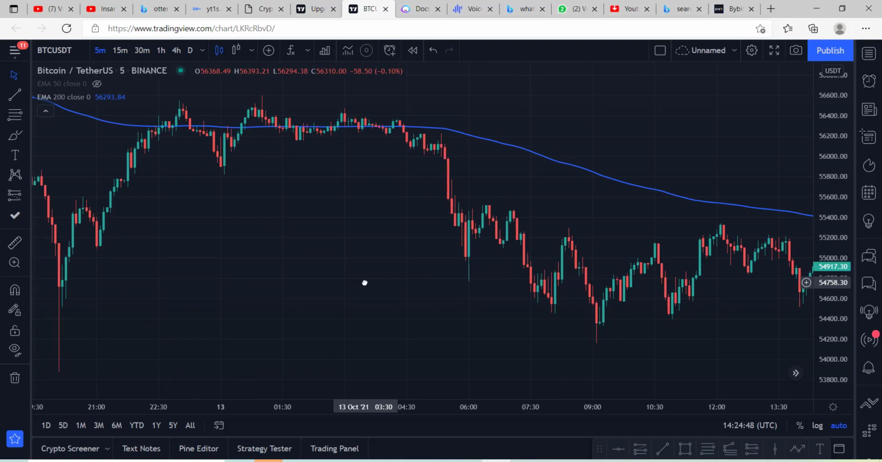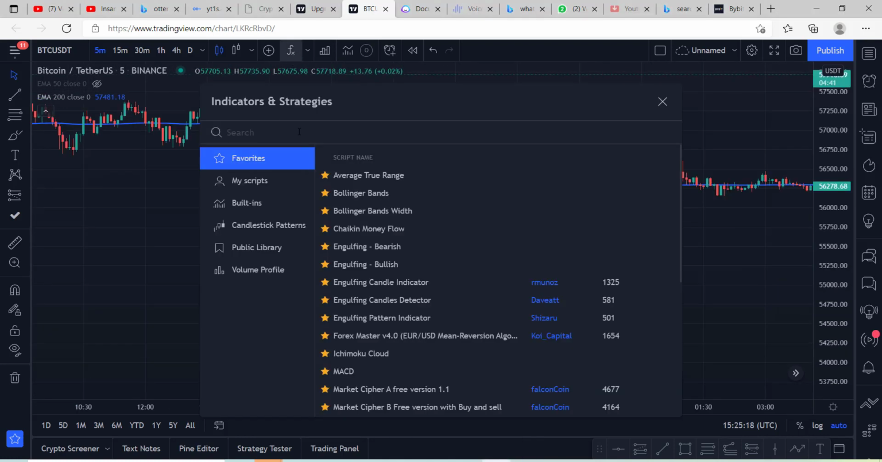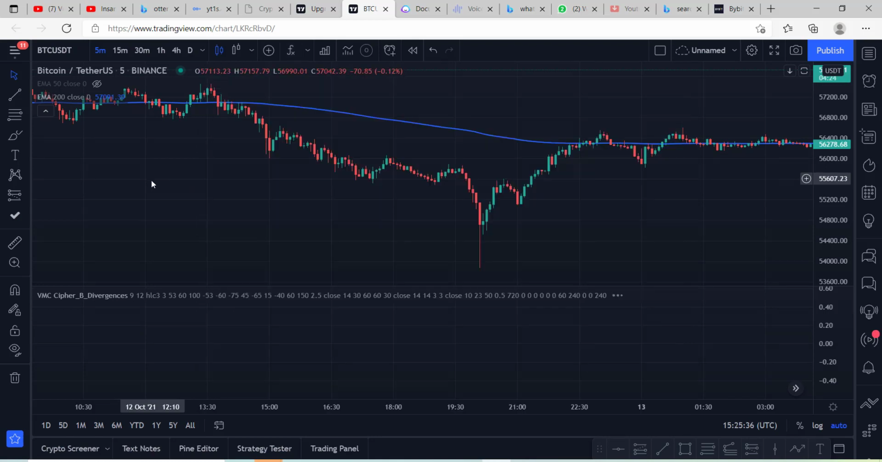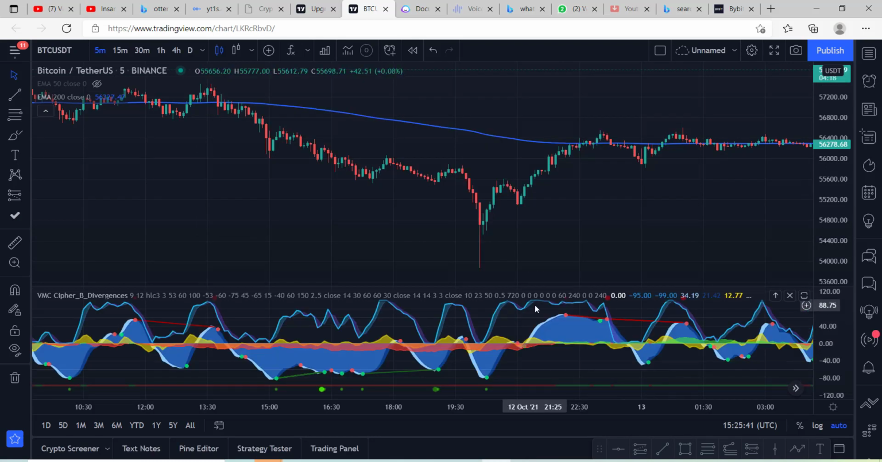The next step is to add the last indicator. Now first things first, let's go over the indicator section here. If we type in Fu Manchu, we can see Fu Manchu cipher B plus divergences by the Vu Manchu. Put that up on your screen, and it's going to look like this.